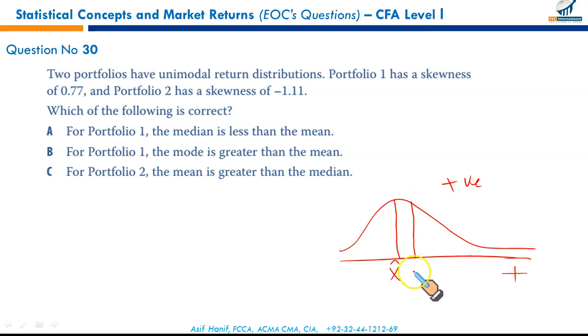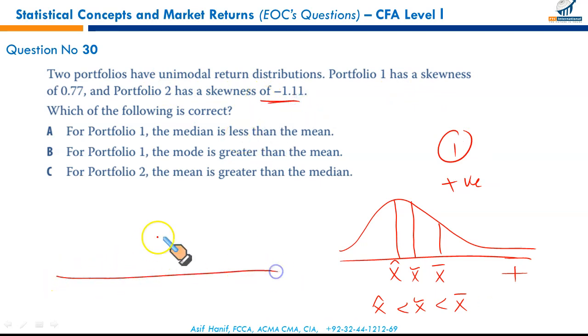This is the middle value, median, and mean would be here. So you can say in this question, mean is higher than median, median is higher than mod. Right? So this is portfolio 1. And portfolio 2 has a skewness of negative 1.11. So definitely it will be totally opposite to this one. It will be like this.